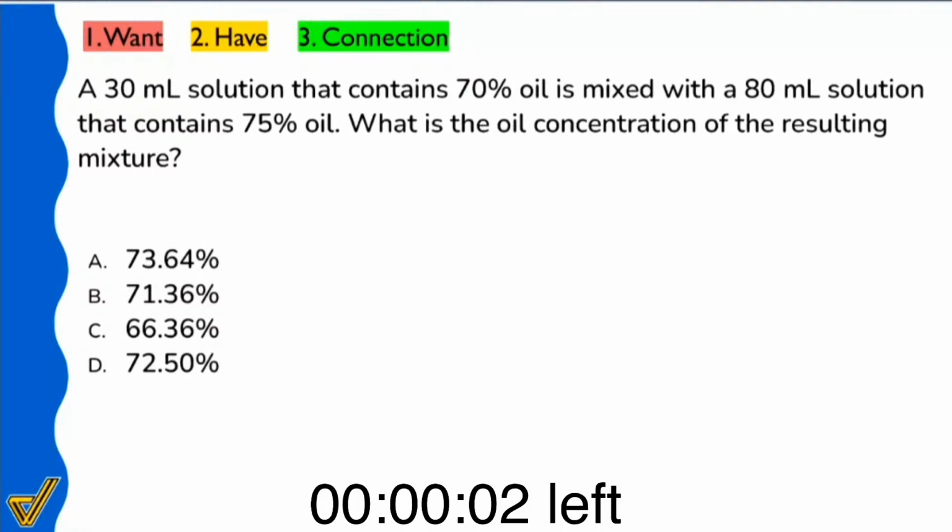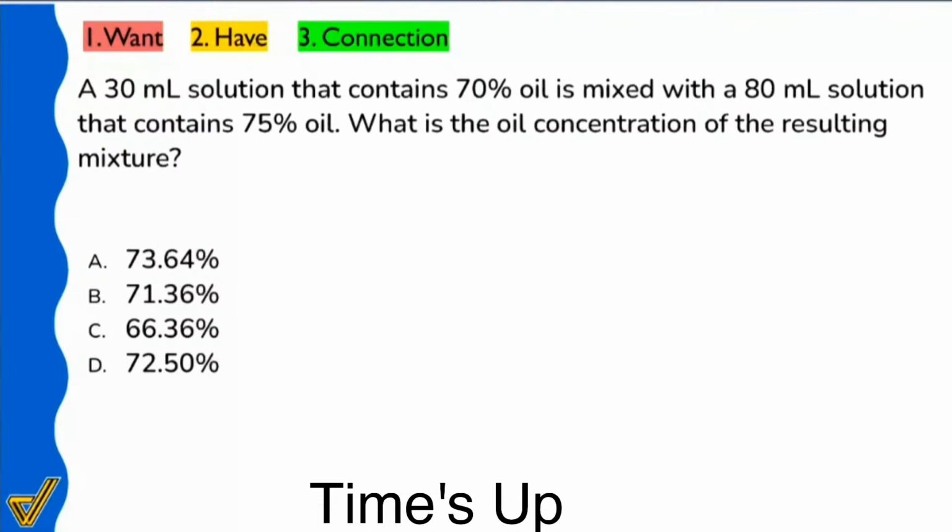And your final 2, 1, and time. All righty. How are we feeling about this one? Any better at all? Was the previous question a good template for this one?